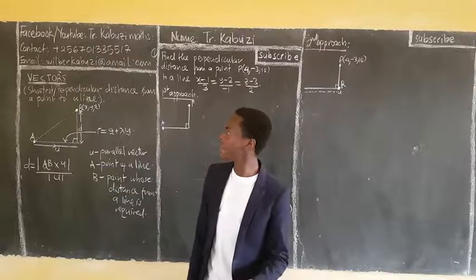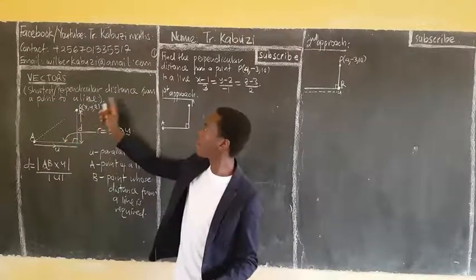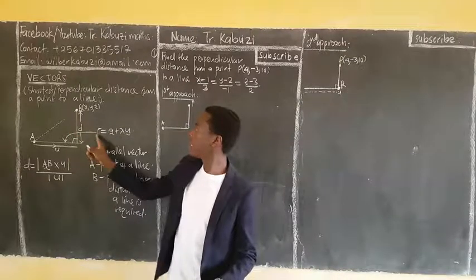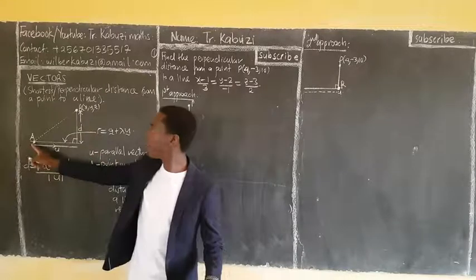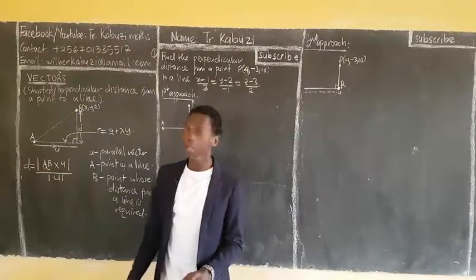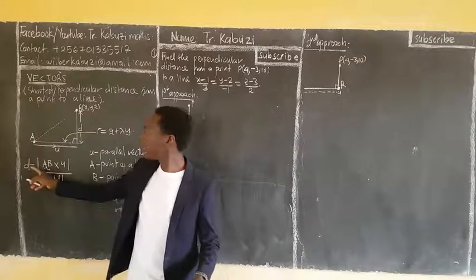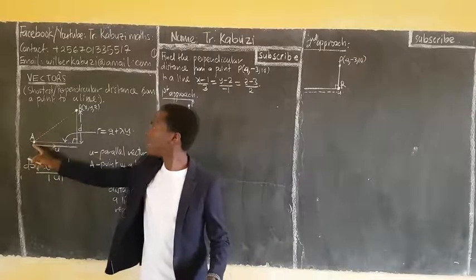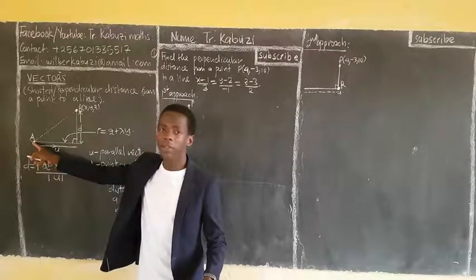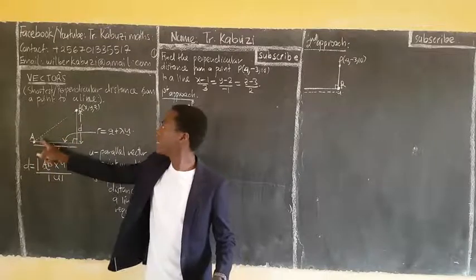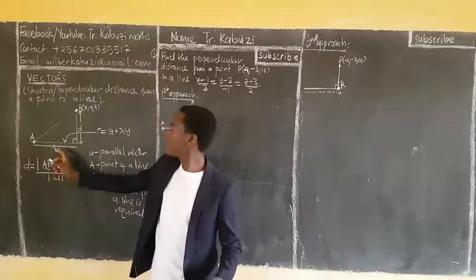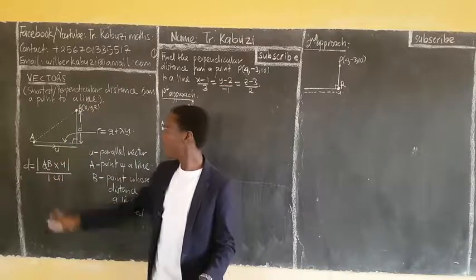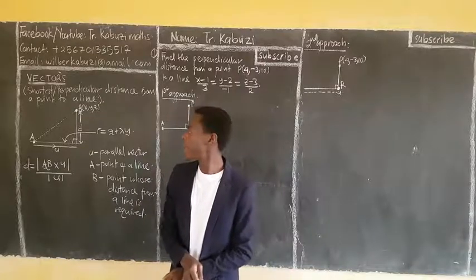Now, the first approach is here. If you have a point B, and you want the perpendicular distance from this point B to this line, where this line is given by this, and you have a point A on that line, all you need to do is get D, that distance. This distance D will always be equal to the vector between the point on the line and that point, crossed with the power vector of that line, then over the magnitude of that power vector.